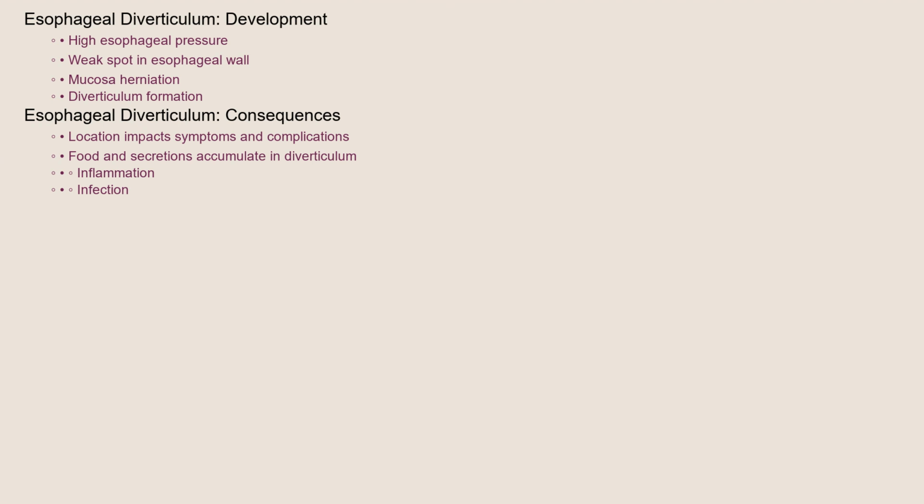It's all about pressure and weak spots. High pressure within the esophagus forces the inner lining, or mucosa, to herniate outwards through a weak area in the muscular wall. This creates a pouch-like structure, the diverticulum. Depending on where in the esophagus this happens, the symptoms and potential complications can vary. Over time, food and secretions can accumulate within the diverticulum, leading to inflammation, infection, and other bothersome symptoms.